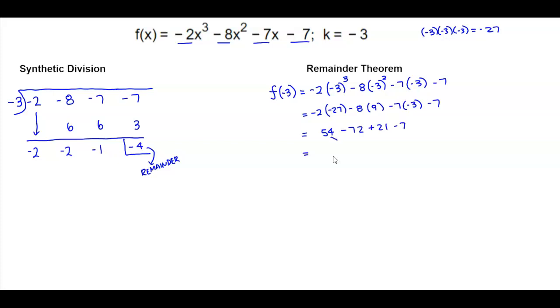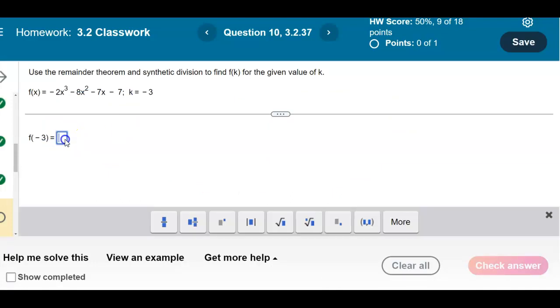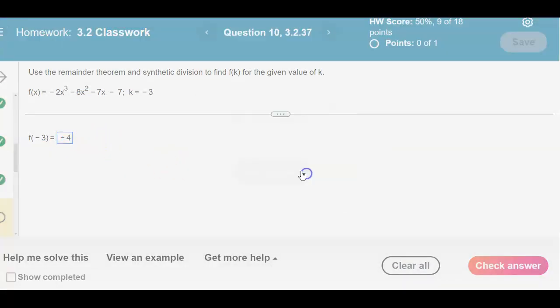Okay, next we're going to take 54 and subtract 72, which gives us negative 18. We're going to add 21 and then minus 7. Well, negative 18 plus 21 is going to give us positive 3. And then positive 3 minus 7 gives us negative 4 as the remainder. So we got negative 4 as the remainder. Let's go ahead and put that in here. Negative 4. And there's our result.